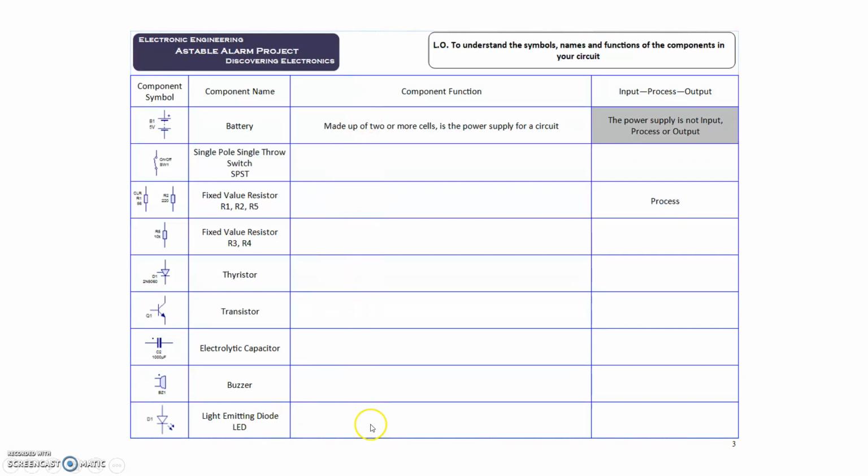So they are the component functions. I'll let you work out whether or not they're input, in other words they allow the circuit to work, trigger the circuit. Output, in other words they're generating sound, light, movement because the circuit is working, or whether they're a process component, which is everything in between.